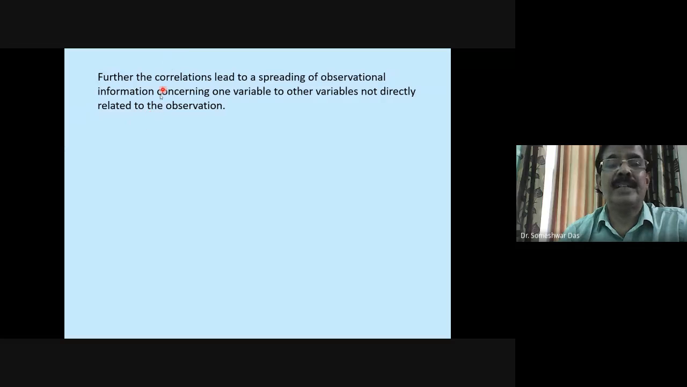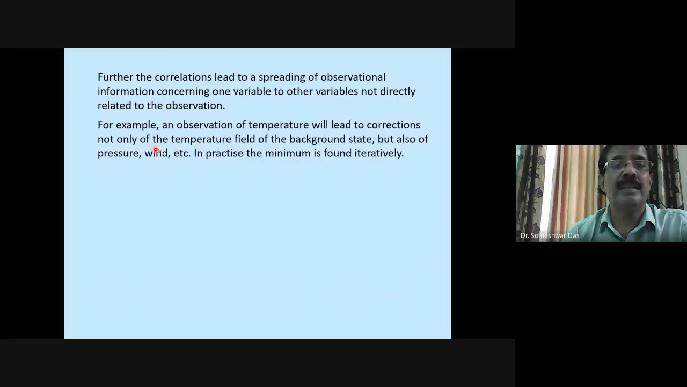So if the observations are correlated, because you are trying to minimize the cost function over the whole area, not one by one, the correlation between different observations also spreads or influences the analysis. For example, an observation of temperature will lead to corrections not only of the temperature field of the background state, but also of the pressure, wind, etc. Because temperature influences the pressure.